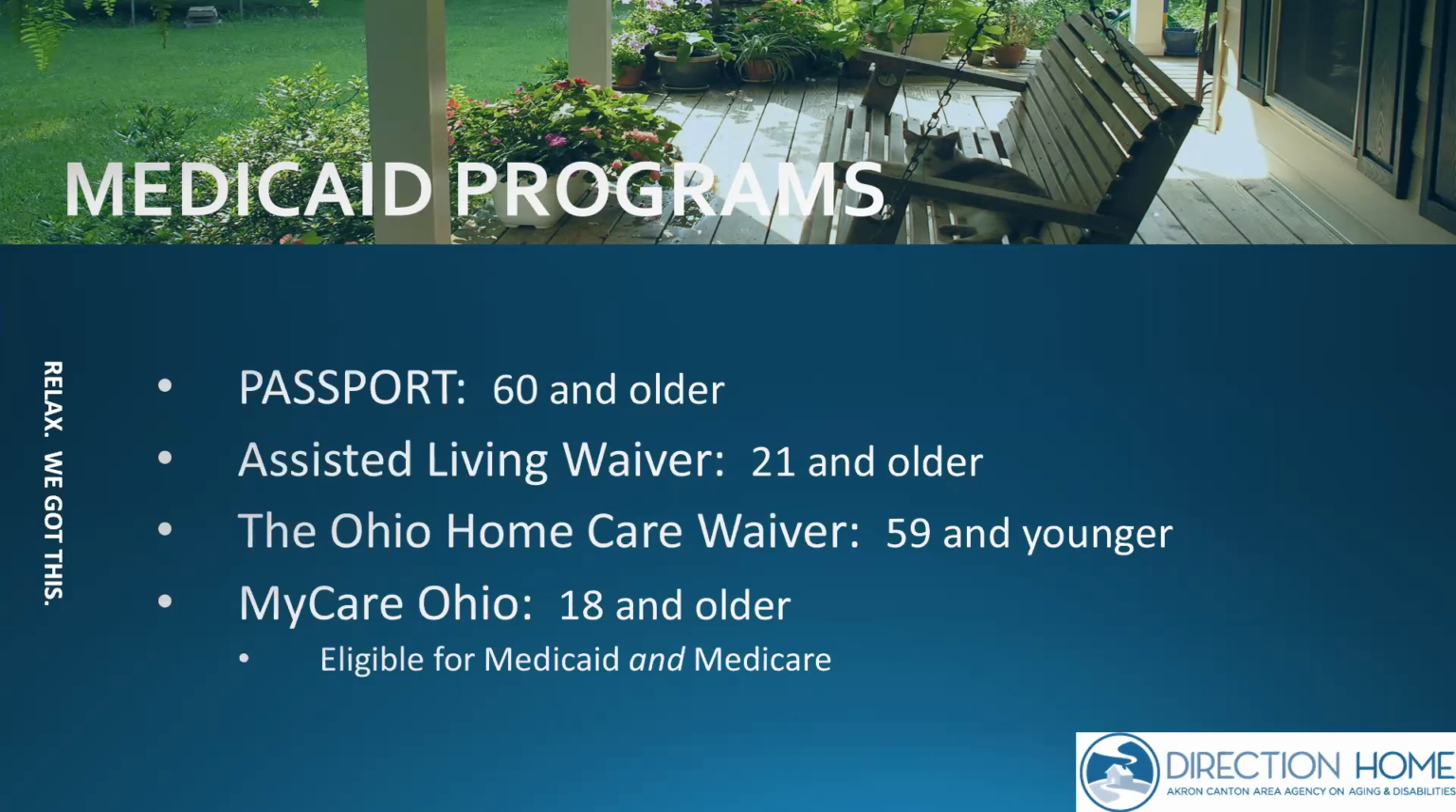We also have the assisted living waiver, and you can see it's available for people 21 and older. So yes, while Area Agency on Aging is our name, we tacked on the disabilities for good reason. We really can take care of people birth through end of life. Another program that we have is the Ohio Home Care Waiver, and that is for folks 59 and younger. And then finally, MyCare Ohio for people 18 and older who are called dual eligibles, and that means they are eligible for both Medicaid and Medicare.